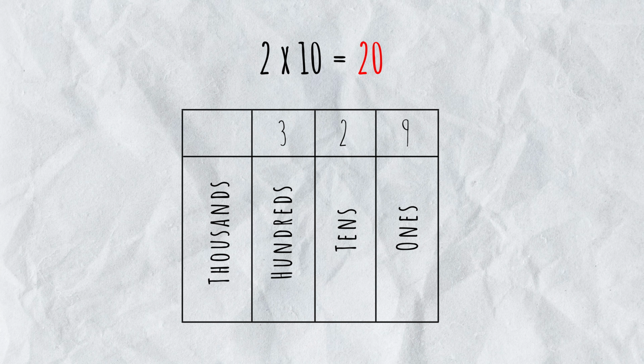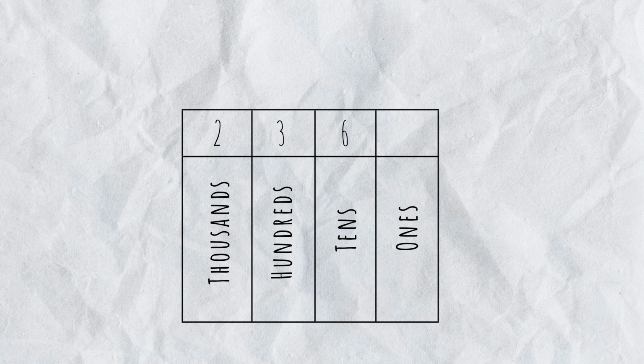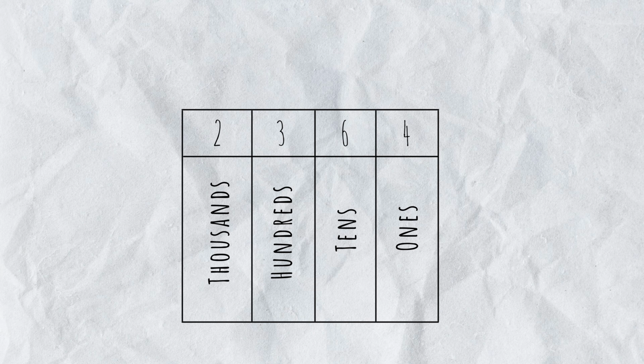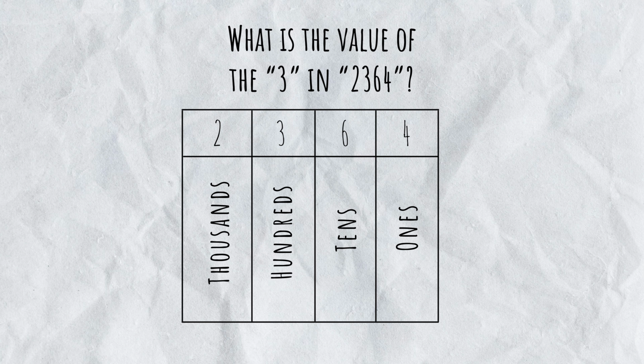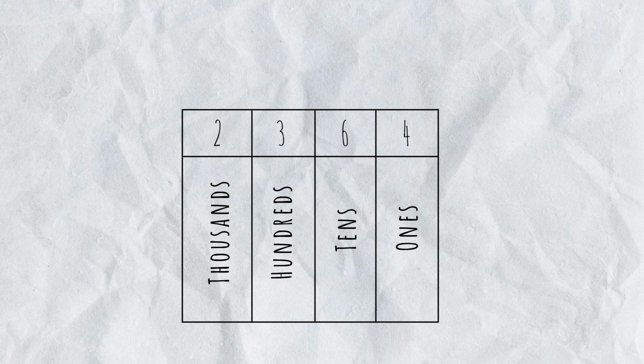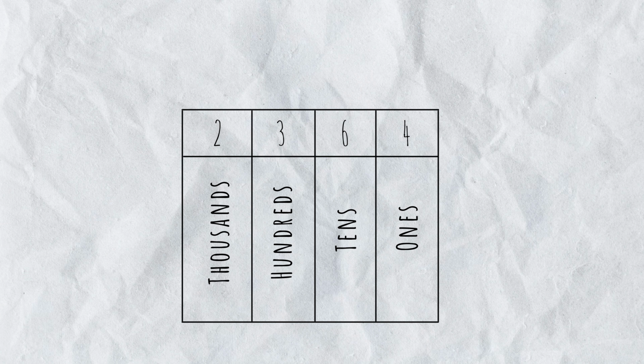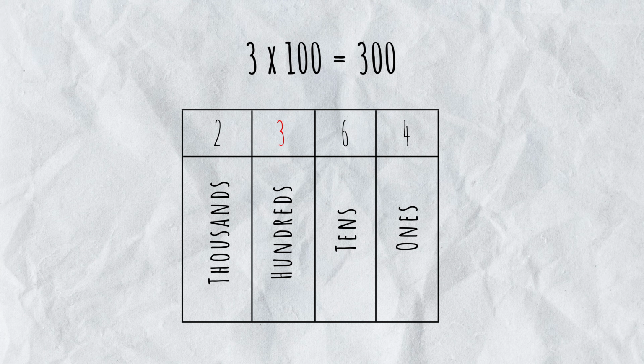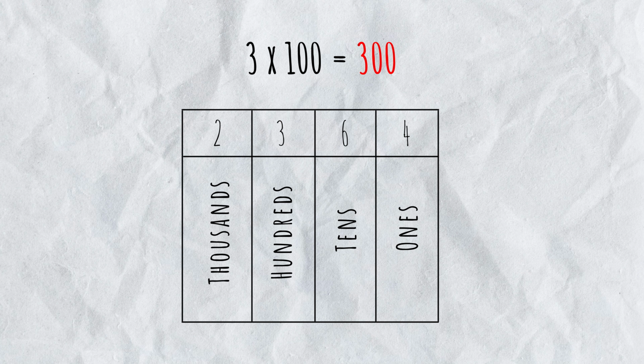There's many other examples of doing this as well. We could even have 2,364, and we might need to work out the value of the 3. Again, if we put 2,364 in our place value chart and we're looking for the value of the 3, we can see that the 3 is in the hundreds column, and therefore the answer would be 300 as its value.